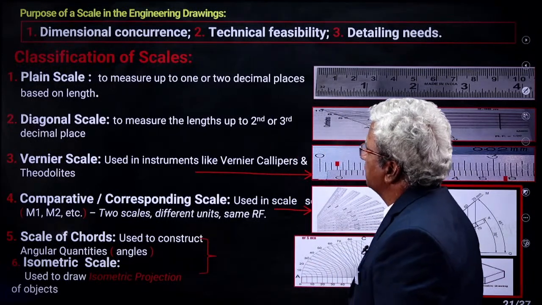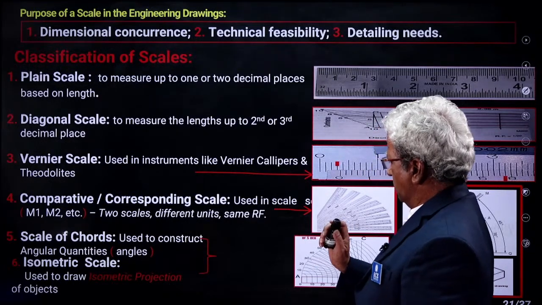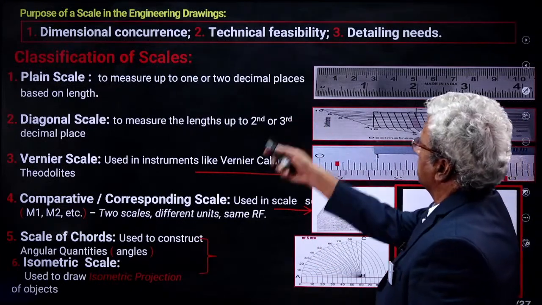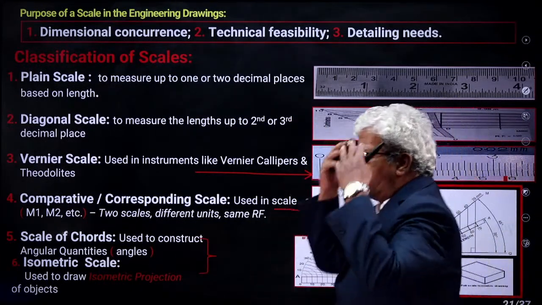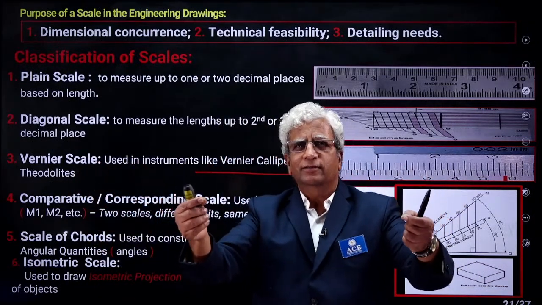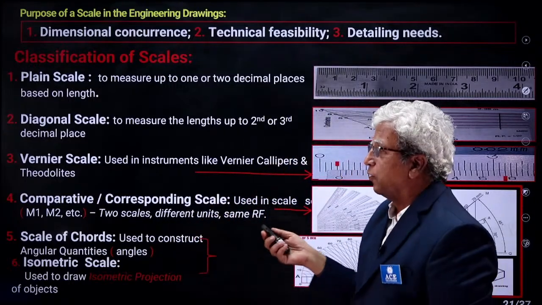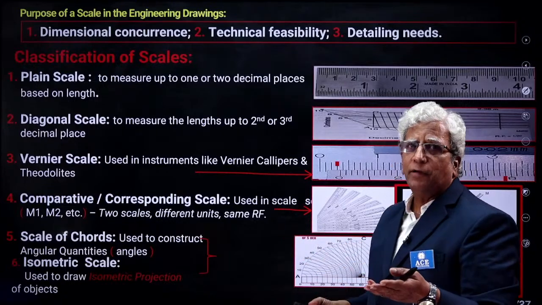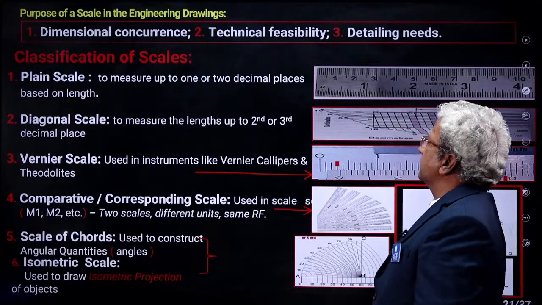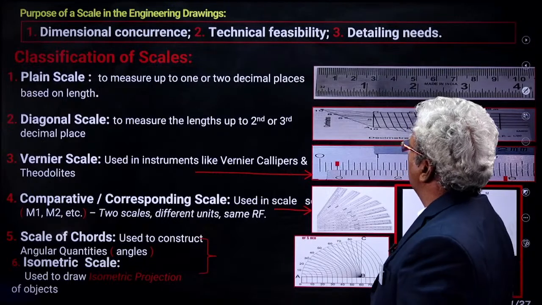And then the types, that is classification of scales. So what are the classifications? You can see plane scale. All of us, what is the first scale used by us? It's a simple 6 inches, no? A small scale, right? Metal or wooden only generally. In the lower classes, of course, plastic one otherwise. Then we use a foot scale also. So that scale is a plane scale. So it can measure only up to 2 decimal places.